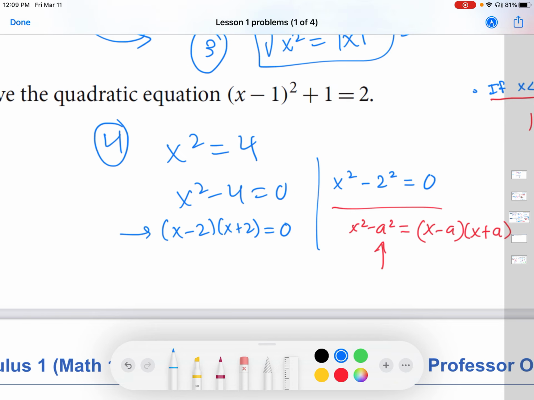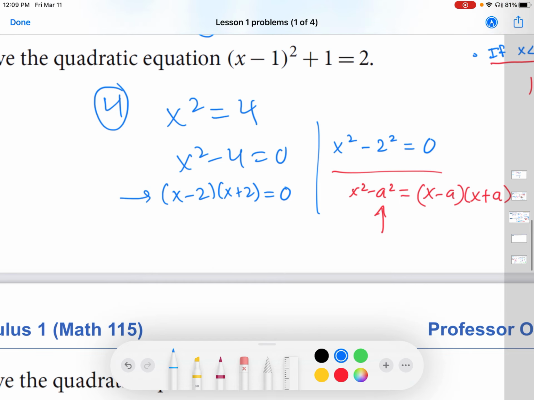And this is probably the cleanest way to solve this quadratic equation, because now I can set this equal to 0 and I can set this equal to 0, and then I just solve for x. Here's the 2 that I kept getting, and then here's the negative 2 that I was missing from the first way of solving this problem.